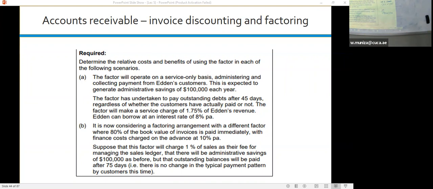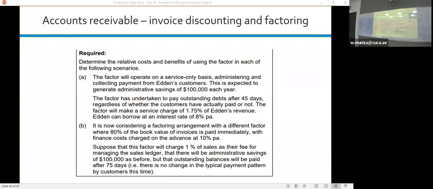Can you start doing this by yourself? Make one column for the costs and the other for benefits. When you are done with this part, tell me, I will scroll to the other page. So one benefit which is very straightforward here is administration savings. Like the previous scenario, how much are these? 100,000. This is very straightforward. And then finance cost charged on advance of 10%. This will be the saving for us? Cost. So 10% on the 80% finance cost will be there, 80% of the book value.